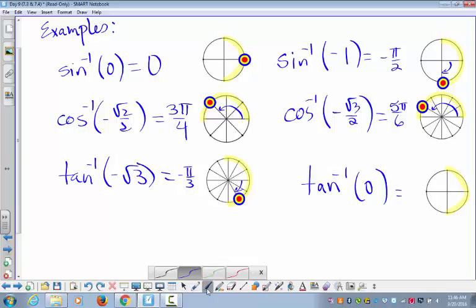Last one, inverse tan of 0. Angle on the right with a tangent value of 0. Is that right there? The terminal ray has to have a slope of 0. And what's that angle in radians? 0. What's that angle in degrees? 0. Except we should say 0 degrees. We're in degrees.